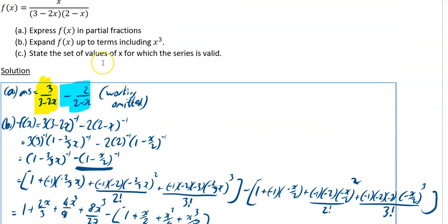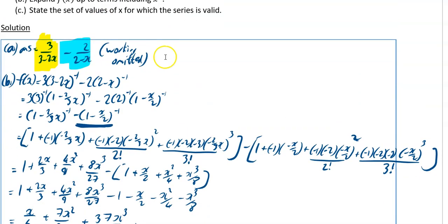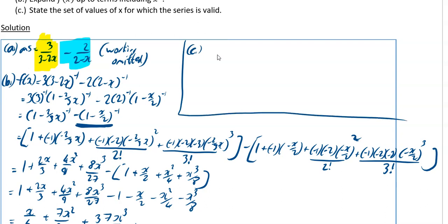Okay, the last part of the question says state the set of values x for which the series is valid. I'm just going to do this up here, my part C. Squeeze it into this wee box up here. And I'm going to look at my 2 series that I have. So I've got this series here, I've got to expand, and I had another series here, which I had to expand.